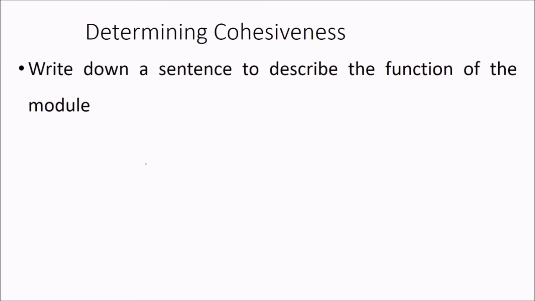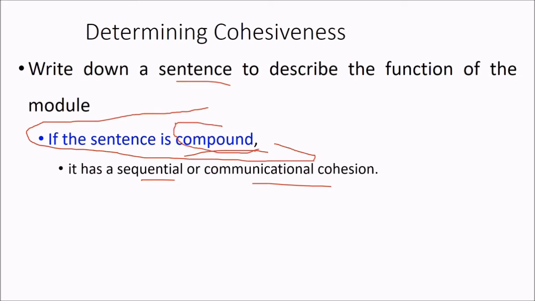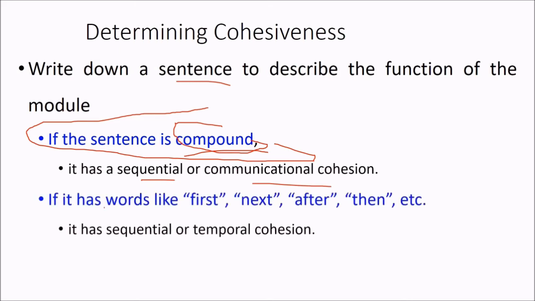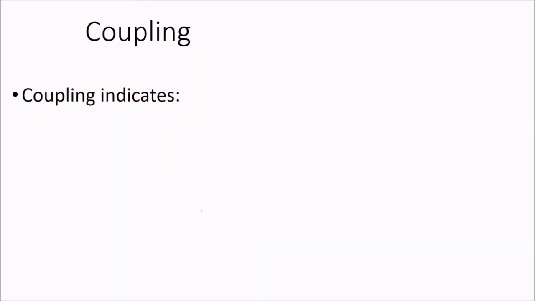Just write down a sentence to describe the function of the module. If the sentence is compound, it has sequential or communicational cohesion. So you just have to write a sentence to describe the function, and look at the English. If the sentence is grammatically compound, then it has sequential or communicational cohesion. If it has words like first, next, then, after, then it has sequential or temporal cohesion. If it has words like initialize, then we have temporal cohesion. So this is how we can easily determine the cohesiveness.